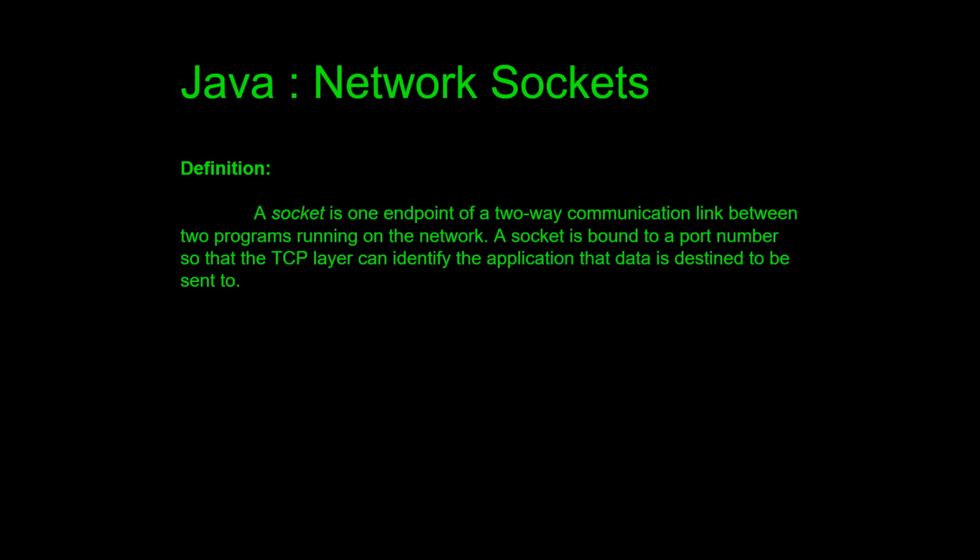So, Java network sockets. Let's explore what a socket is. A socket is one endpoint of a two-way connection link between two programs running on a network. A socket is bound to a port number so that the TCP layer can identify the application that the data is destined to be sent to. So basically, a socket is an initiator of the connection. If one node is connected to the other, data can be shared between those two nodes, or there can be some kind of calculation, as in our scenario.